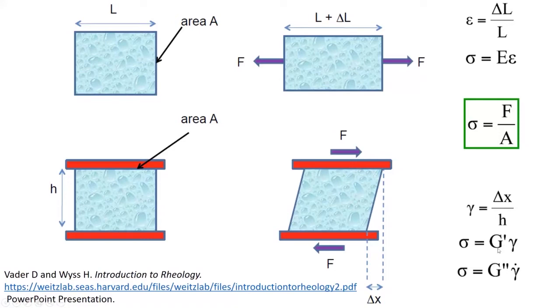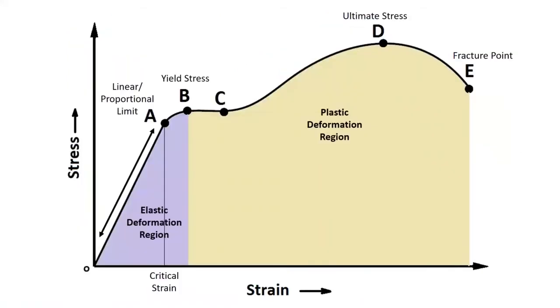And G prime measures the elastic effects, or the sort of strength of the material, and G double prime measures the viscous effects, or the fluid-like properties of the material. So no matter which way that we measure, tensile, compression, or shear, we will get this stress-strain relationship where there are two distinct regions. We have an elastic region and a plastic region.